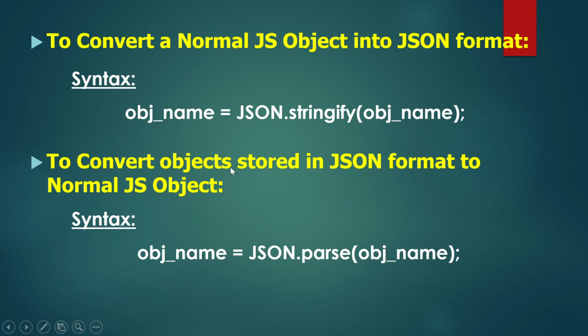To convert objects stored in JSON format back to normal objects, here we have seen from JS to JSON, meaning JavaScript to JavaScript Object Notation. Here we will see JavaScript Object Notation to JavaScript. By using parse, we can convert into the JavaScript object, and within the parentheses we have to declare the variable name, which is common in both.